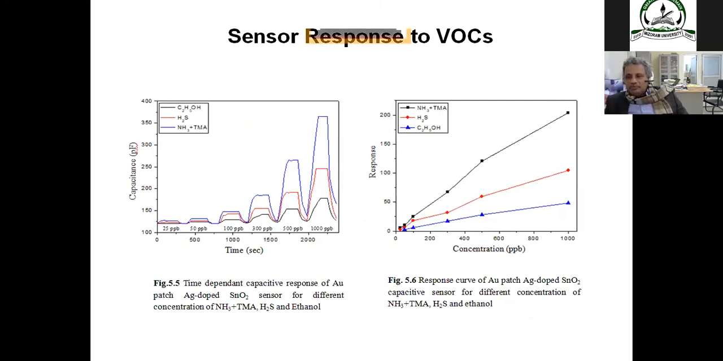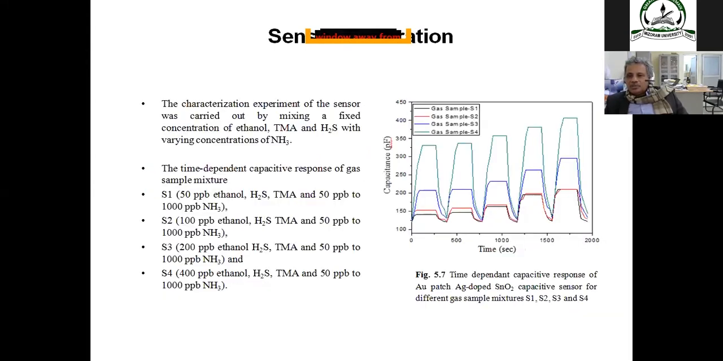Now we'll go for mixing. We are mixing ammonia and TMA, and we have got this response. We are mixing sample 1, H2S, TMA, and NH3 in different proportions, as I told you. Sample 2 uses different gases, sample 3 like that, and we have got these results. These are calibrated results.